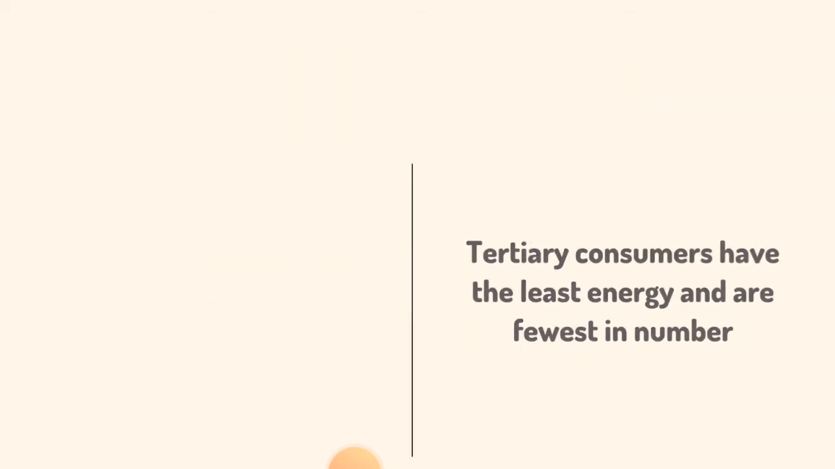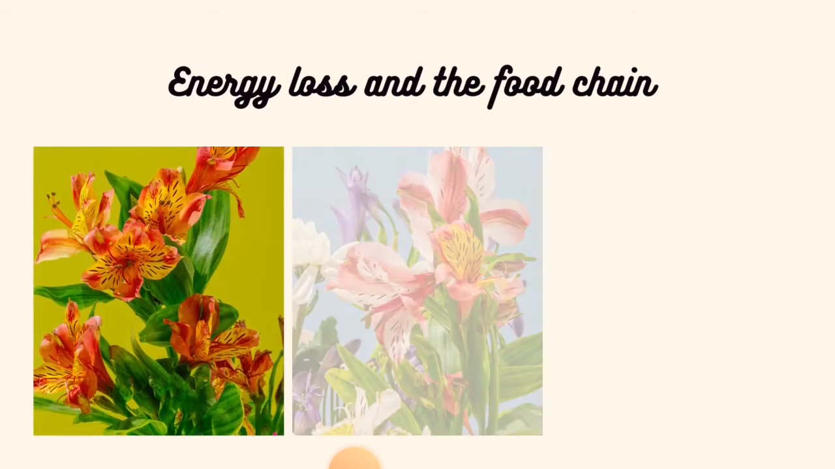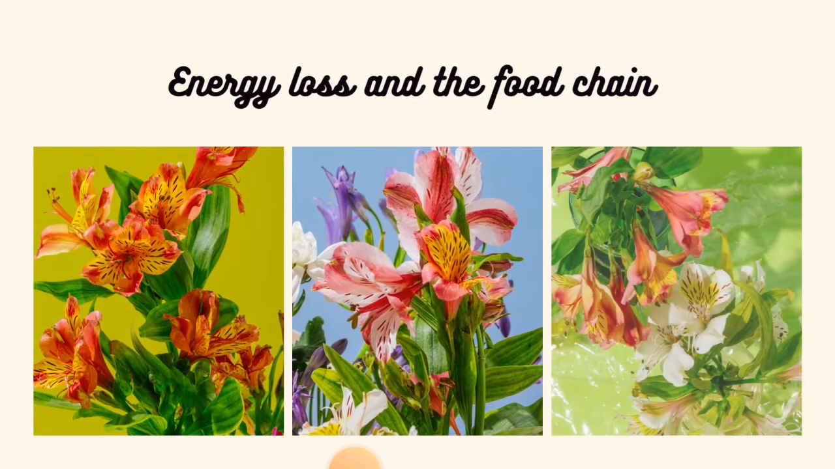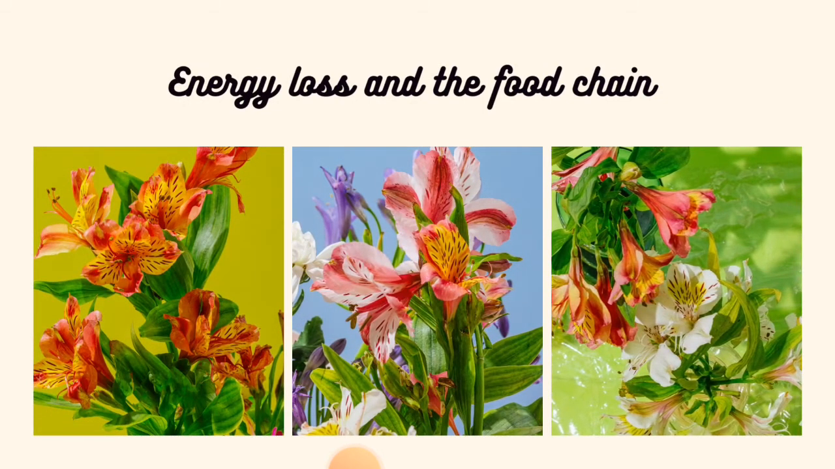The number of lions and the number of green plants we have, which one is more? We have more green plants. So energy is lost as we go down the food chain.